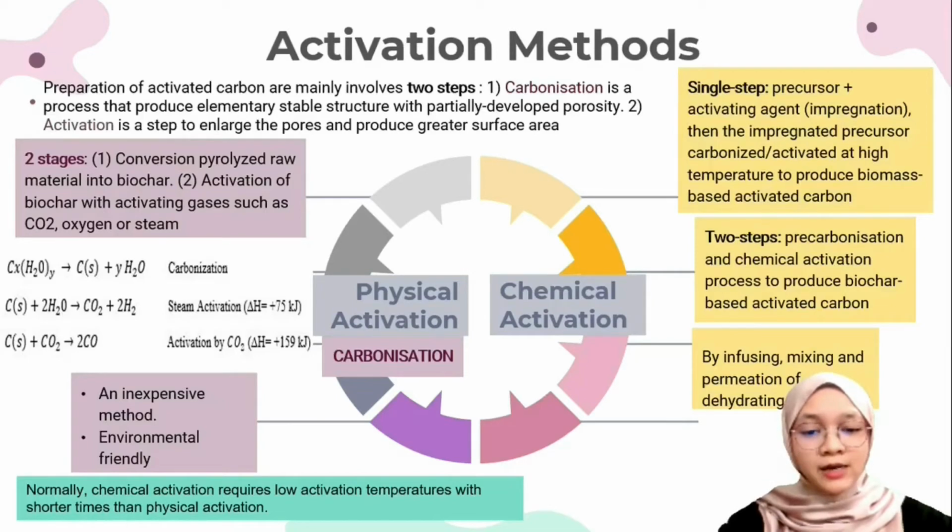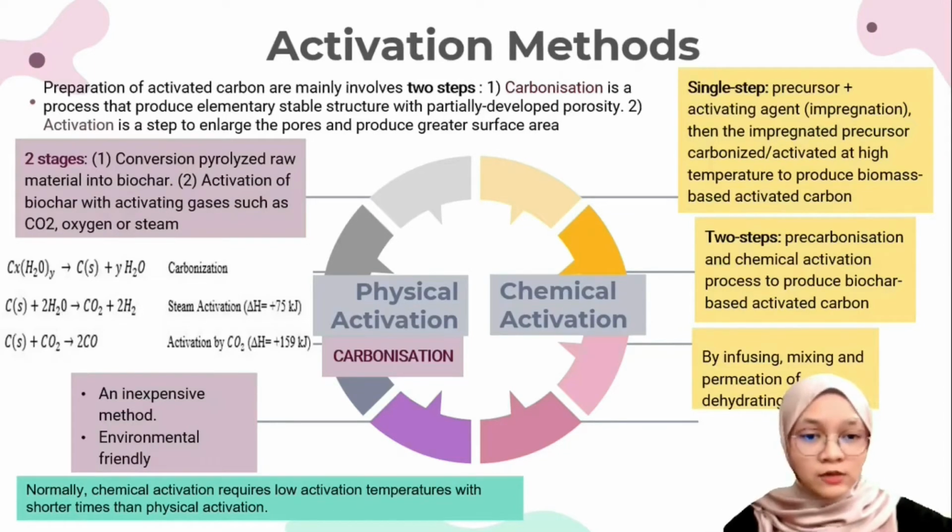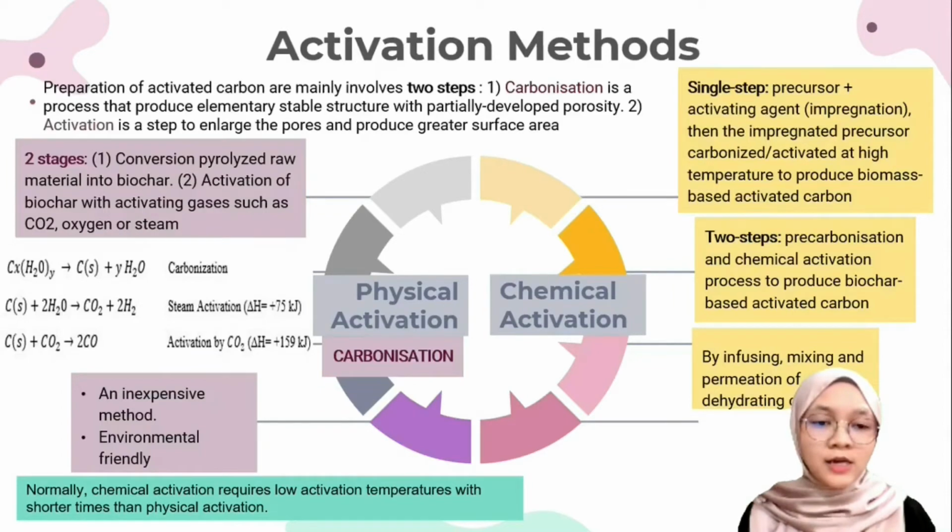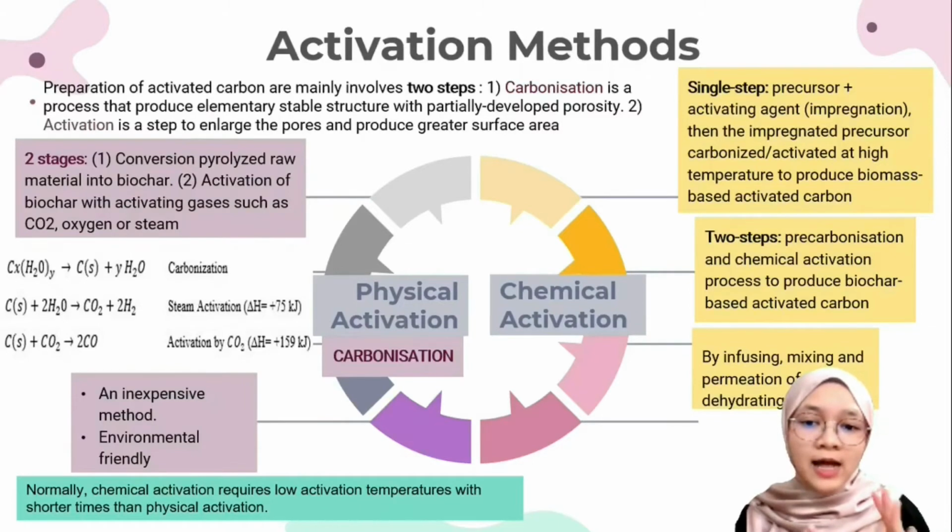Then, the impregnated precursor is carbonized or activated at high temperature to produce biomass-based activated carbon. By contrast, the two steps involve precarbonization in order to produce char, followed by chemical activation process of impregnated biochar to produce biochar-based activated carbon. Chemical activation method can be accomplished by infusing, mixing, and permeation of dehydrating chemicals that are able to induce and alter the composition of pyrolysis.